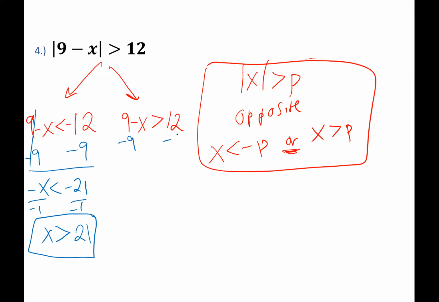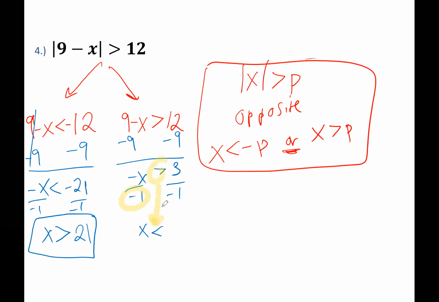Starts off the same way, subtracting 9 on both sides. 12 minus 9 is 3. This time, again, we're dividing by negative 1. Also, again, the direction of our inequality will flip. So the greater than becomes less than. And again, just a reminder, when we divide by a negative, we flip the sign, okay? So that's what's going on here. When you divide by a negative, your inequality sign will flip.